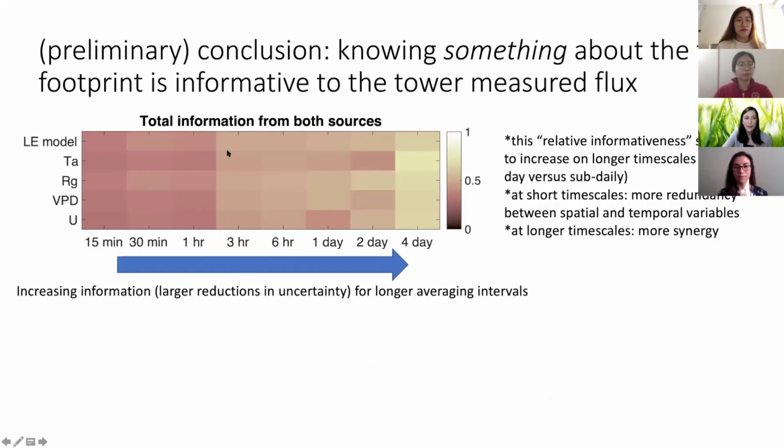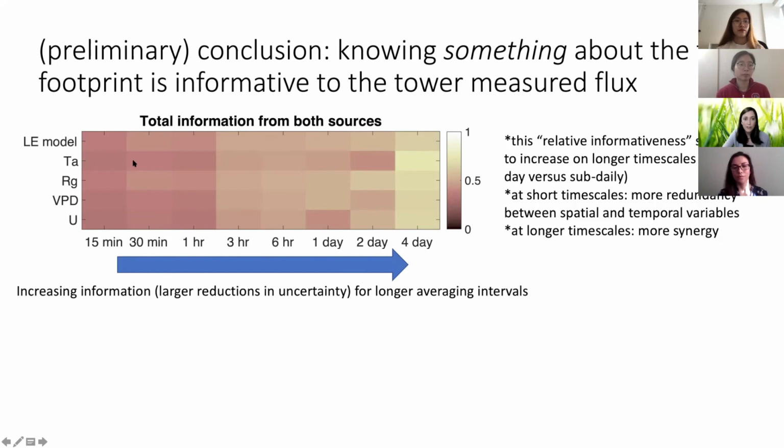So finally, in a very preliminary conclusion, knowing something about the flux footprint is informative to the tower measured flux. So this, in some ways, confirms what Leila brings up when she looks at particularly how much of the latent heat flux in any given time period can be attributed to corn or soybean. This is telling us in a different way that the spatial variability of the footprint is indeed informative. And in general, this informativeness seems to increase on longer timescales.